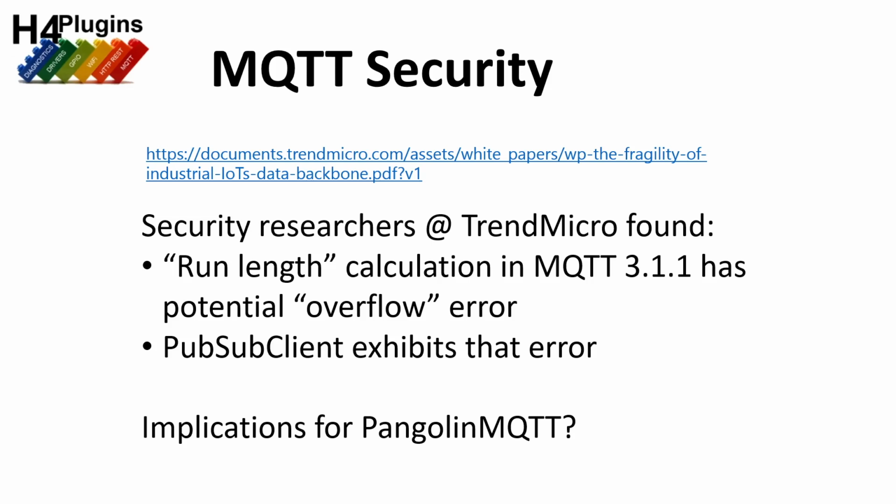One of the holes they found is in a particular thing called the run length calculation in the specification of MQTT 3.1, and I don't know much about version 5, to be honest, but I'm sure it's percolated through there. I'll explain why in a minute. But they also found that the very popular pub/sub client library does actually exhibit that error.